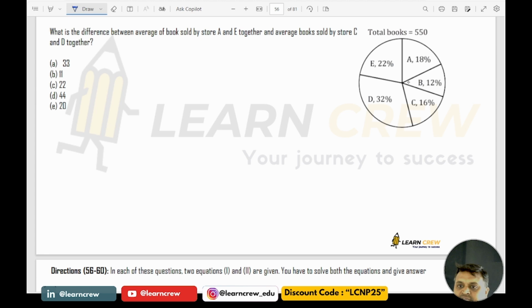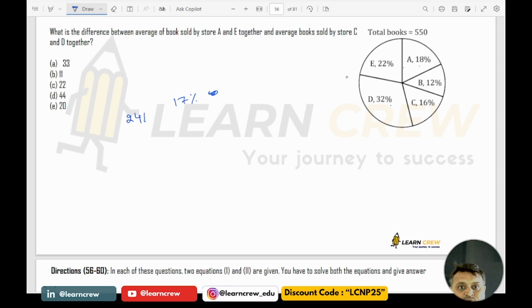So A and C together, total is 34. Average is 17%. Minus C and D together. C and D together is 48%. So the average is 24%. So now we have, am I correct or not? 32 plus 16, 48. 18 plus 22, how much? 80. Am I correct or not?